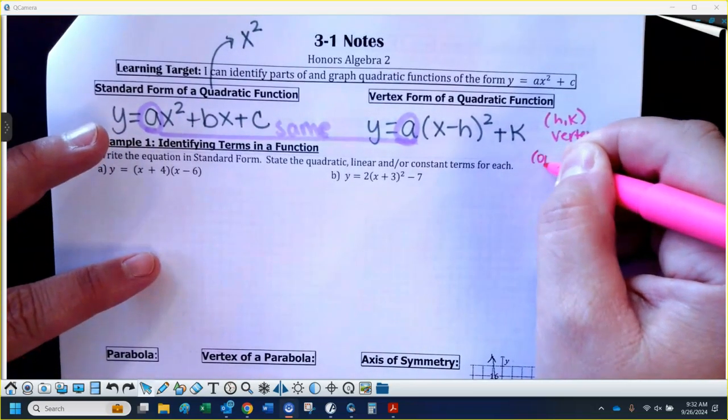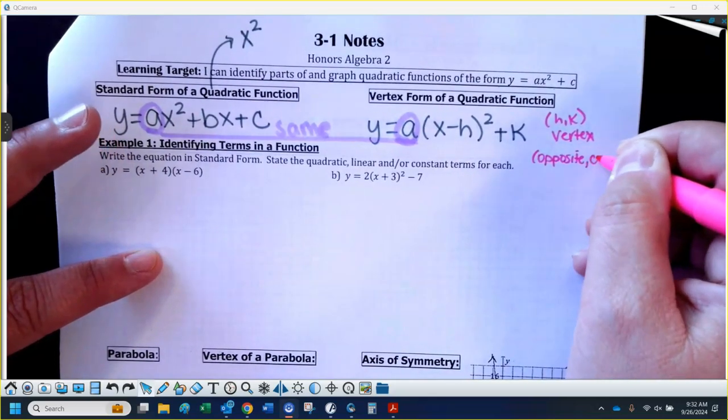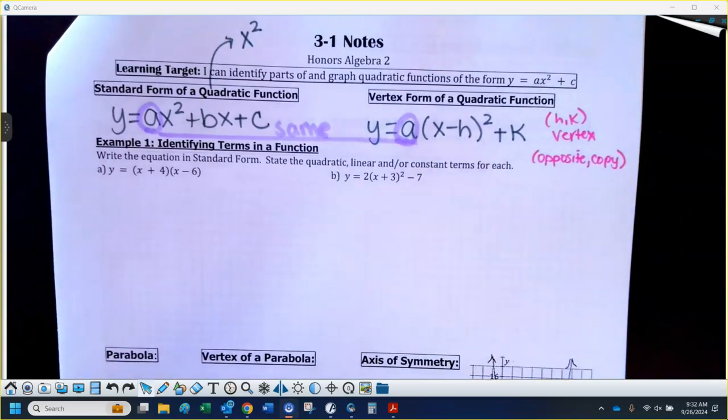But this works the same exact way as what the absolute value equations did, where whatever's inside with the x, that'll be the x coordinate of the vertex, and it's the opposite of what it looks like. And then whatever's outside the parentheses that are squared, that's going to be your y coordinate of the vertex. We're going to get into that a little bit more tomorrow, but I just want to make sure you have both of these equations to start out.